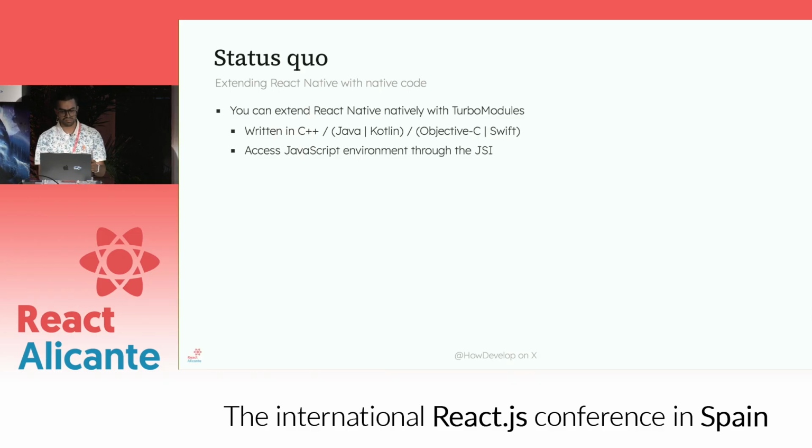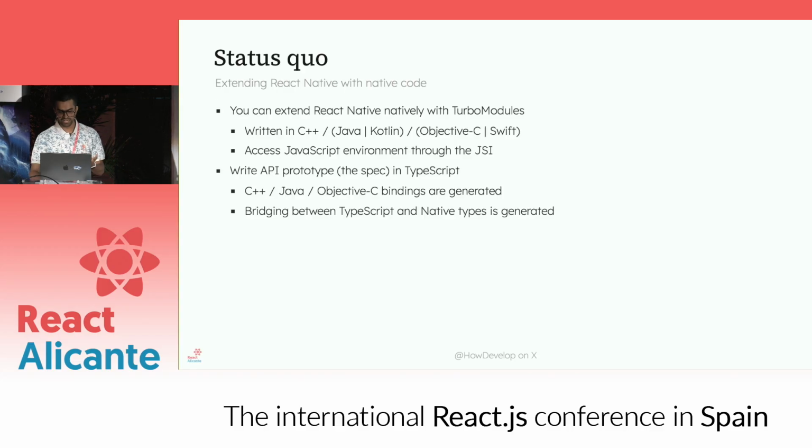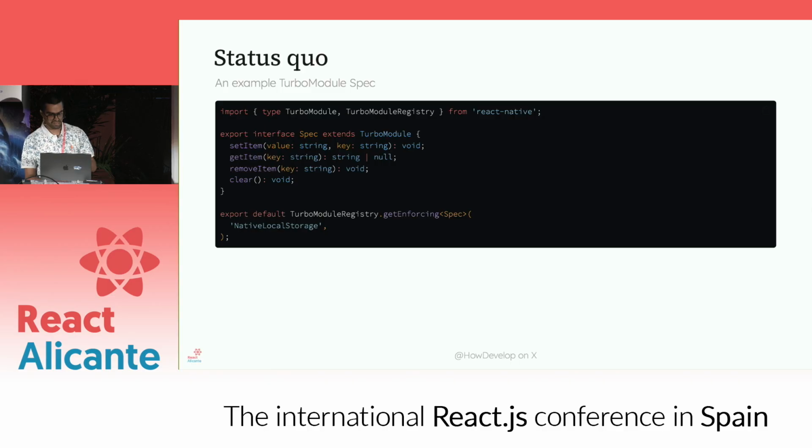And the idea is that we basically write a TypeScript contract for the API, rather than writing it by hand, with the help of this tool called Codegen. And this basically reads the TypeScript and generates the bridging boilerplate code, which is generally in C++. And this is how it would basically look. So this is an example of a local storage module spec inside of a turbo module.